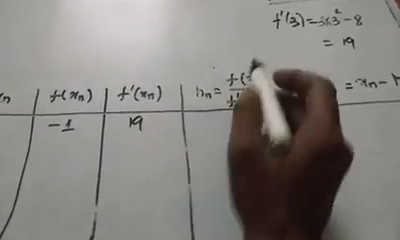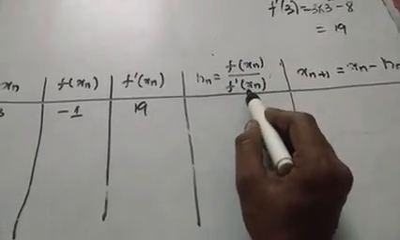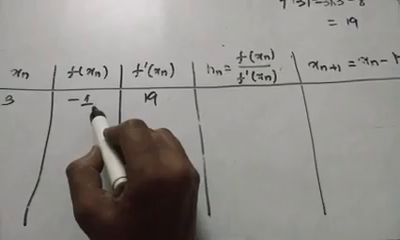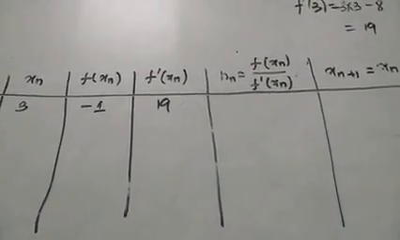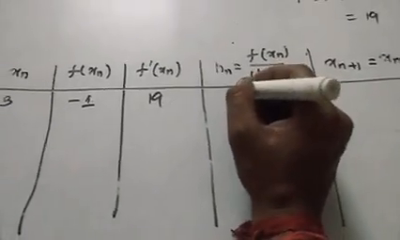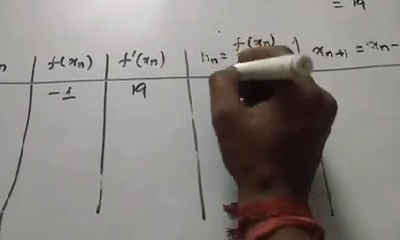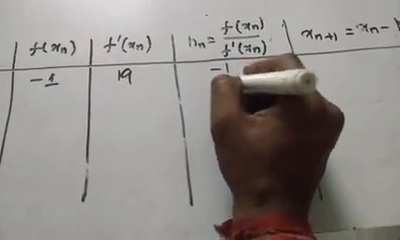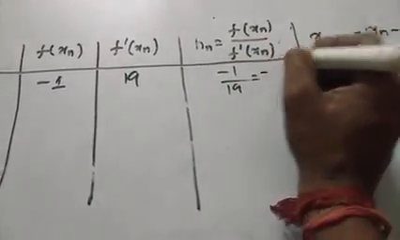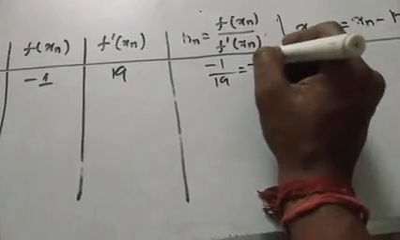Then we have to find hn. hn means f(xn) divided by f'(xn). The f(xn) value is minus 1, and the f'(xn) value is 19. We just have to divide it. So for here, what will be our hn? f(xn) is minus 1, f'(xn) is 19. If you divide, you will get minus 0.05. I am using the calculator.